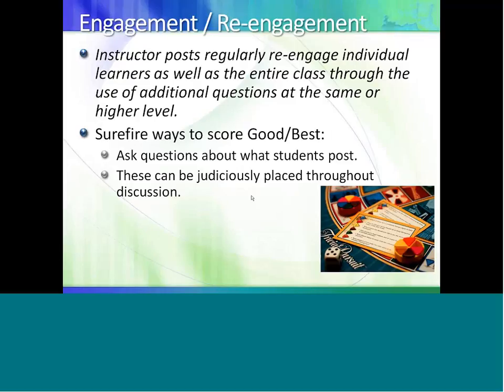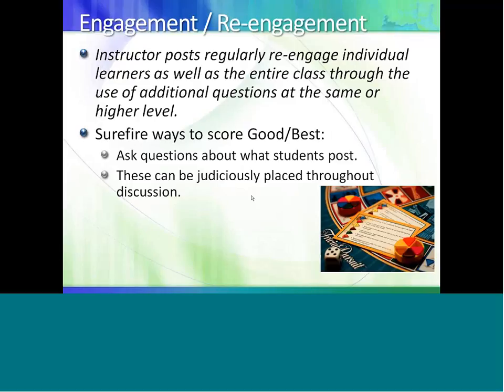This is similar to what you would see in a well-run face-to-face classroom, where the professor is constantly prodding the students for more: what does everybody else think, and could you clarify that point? That's what we're looking for here, just the type of re-engagement that you're going to see in any good classroom anywhere. So the surefire way to score good and best there is to ask questions about what the students post. Frequently I notice that students' writing isn't always the greatest, and sometimes I read what the students wrote, and I'm not quite sure what they're trying to say. Quite frequently I see the professors asking, I'm not really sure that I got your point. Would you mind clarifying this for us?